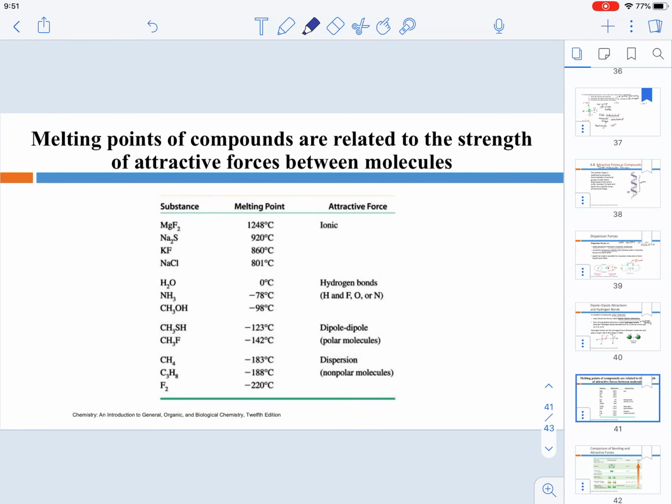Now, attractive forces actually have serious consequences in terms of the physical properties of molecules, and one of the ones that we can observe is melting points. Understand that these three attractive forces that I already talked about are present in covalent molecules.